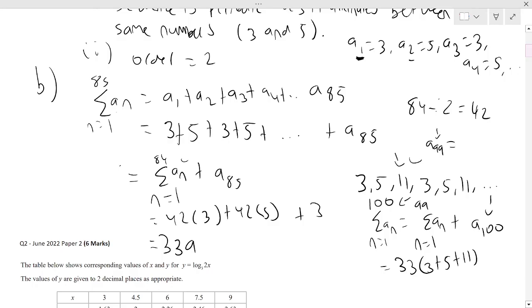I also notice the third term and the sixth term is 11. So therefore, the 99th term, which is also a multiple of 3, is going to be 11, if you think about the pattern. So that means the next term is going to be 3, because obviously 11 then goes to 3. So that would be 3, and then you put that into a calculator, and you get the sum of the first 100 terms in this series.